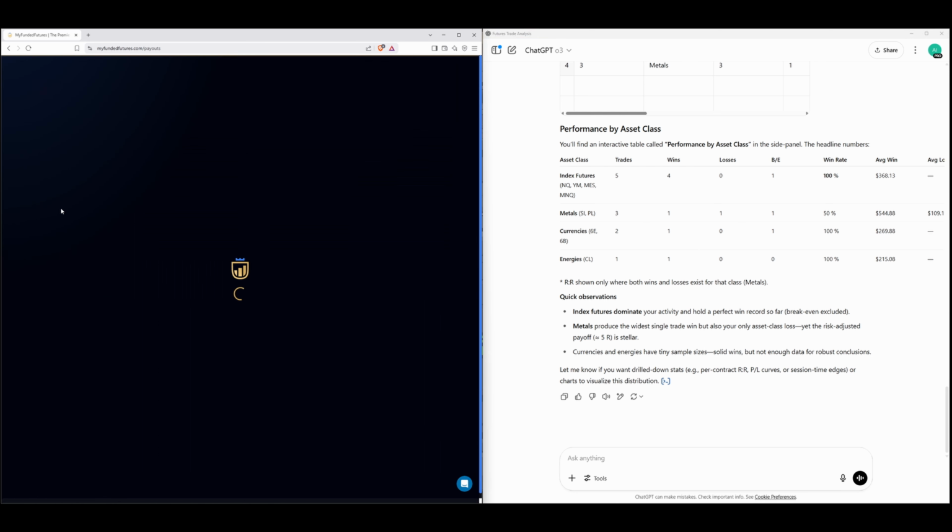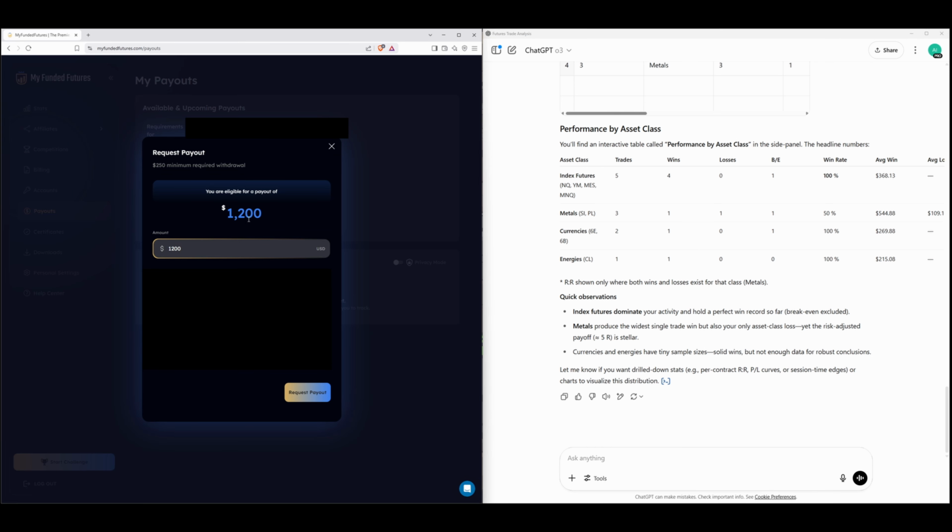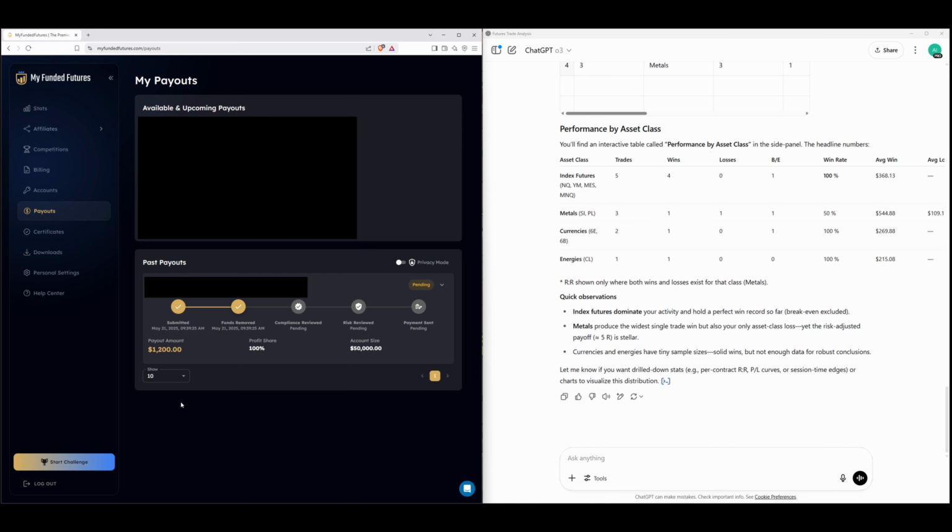Finally, let me process this payout. So the max I can take out is 1,200, unfortunately. So every 5 days, I can take out 1,200 from this particular account. Okay, that's it. So let's see how long this takes to process.